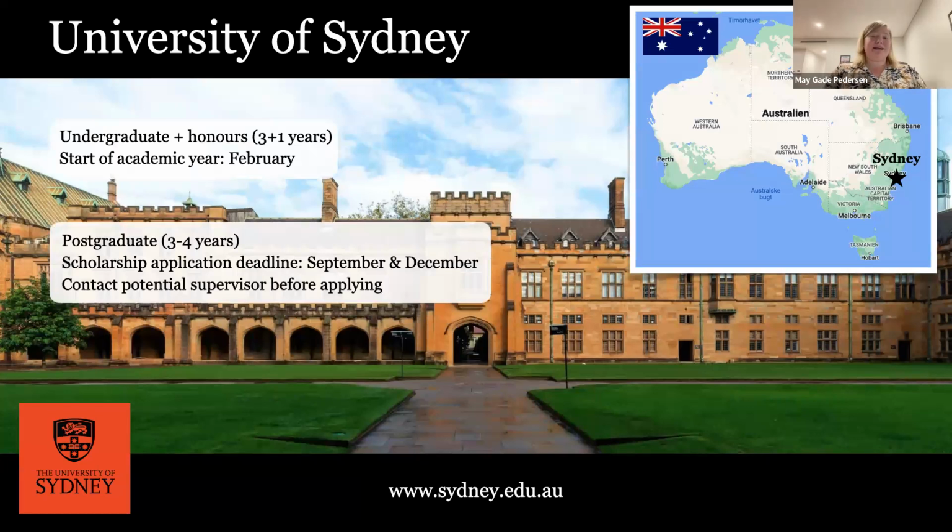So on one hand, the structure of the education is that we have an undergraduate degree and an honors degree, which is similar to a combined bachelor's and master's degree. The start of the academic year is in February, so there's plenty of time still to apply to come to Sydney, as undergraduate and honors students, if you know anyone who might be interested.